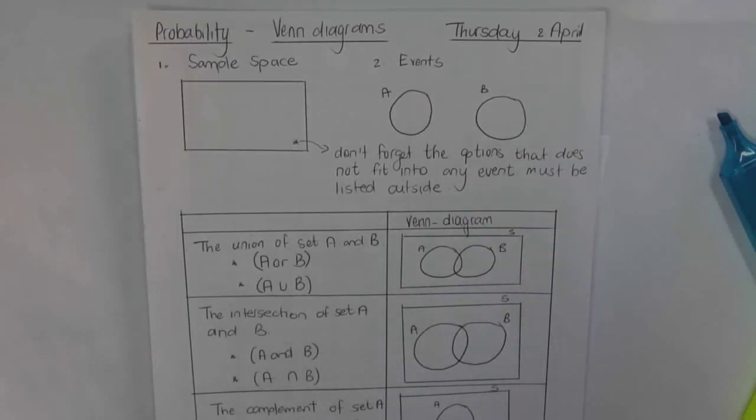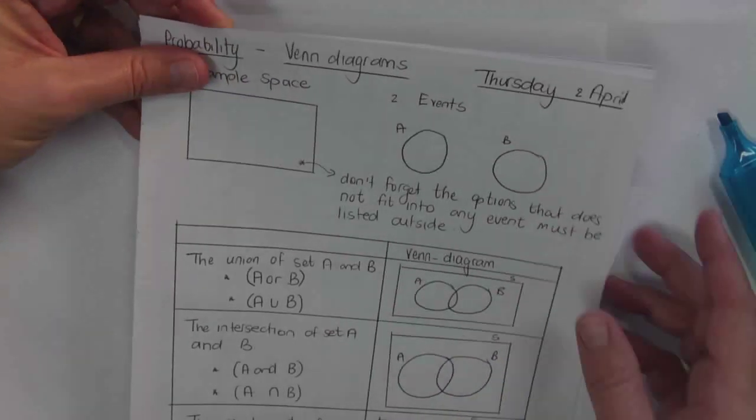Today we have another revision of probability, and this is Venn diagrams. This will come with the tree diagrams. Venn diagrams is the second most important, maybe the most important part of probability. So let's have a look. You'll see the notes loaded.